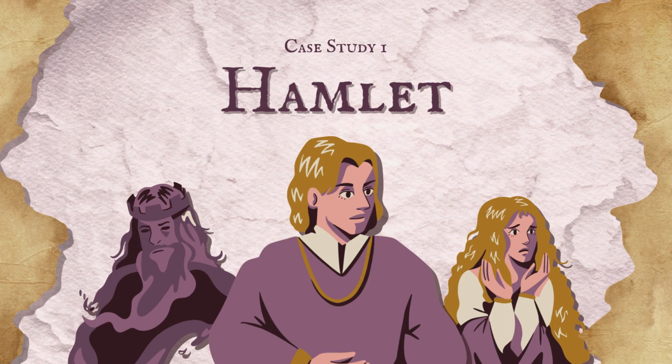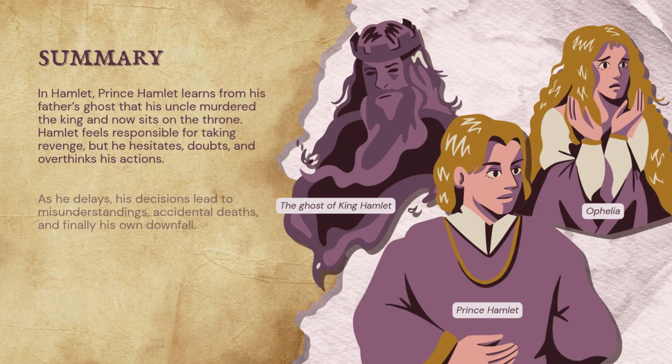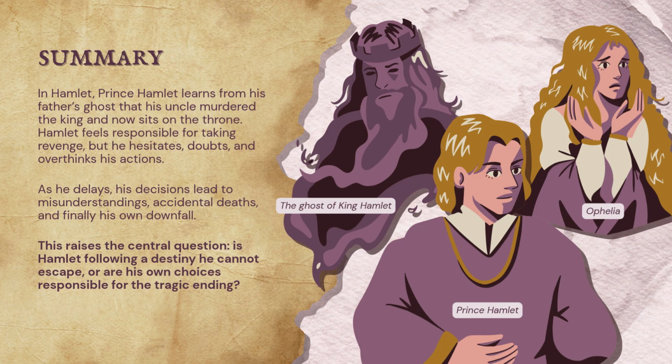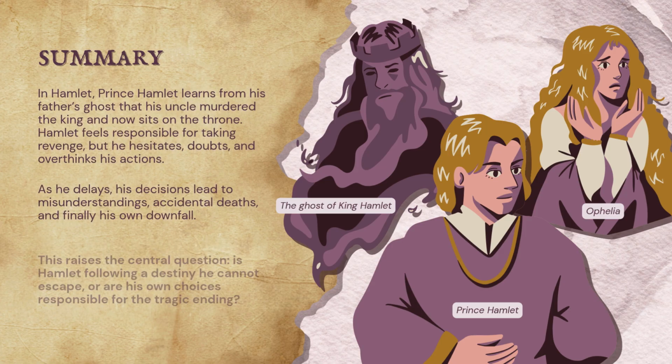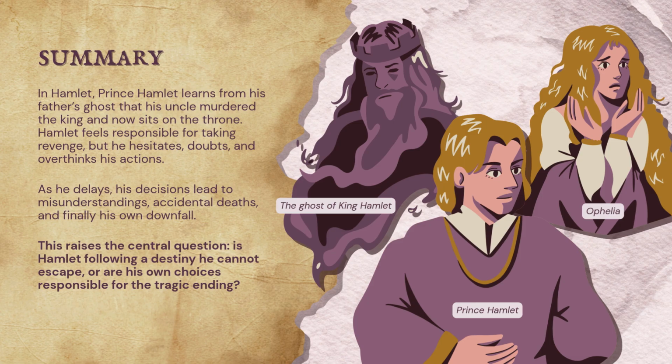Case Study 1. Hamlet. Summary. In Hamlet, Prince Hamlet learns from his father's ghost that his uncle murdered the king and now sits on the throne. Hamlet feels responsible for taking revenge, but he hesitates, doubts, and overthinks his actions.